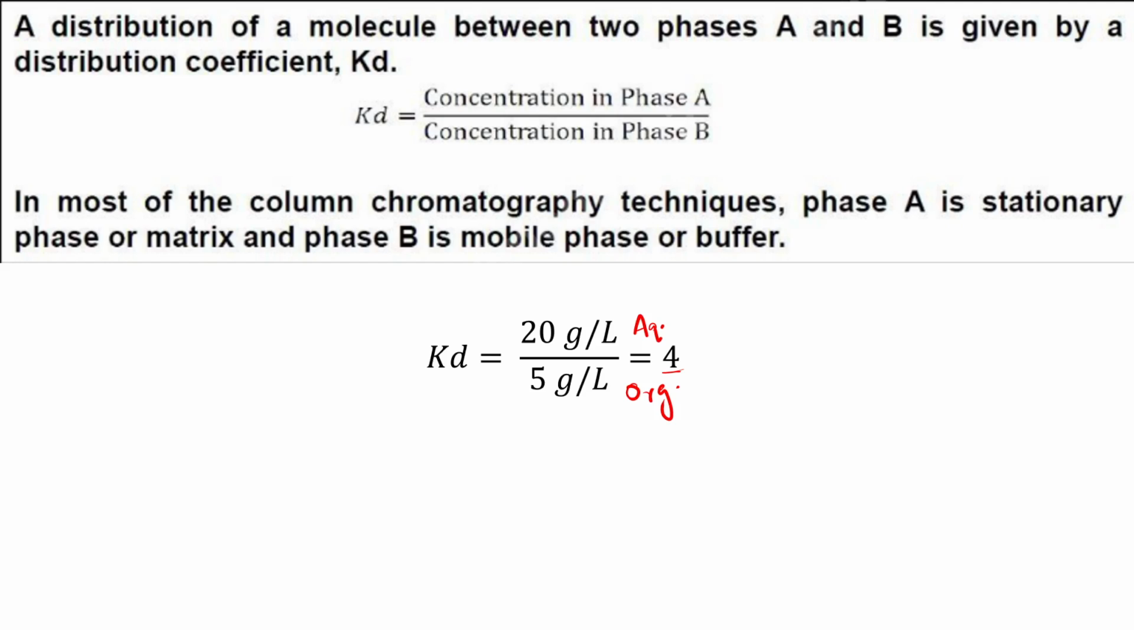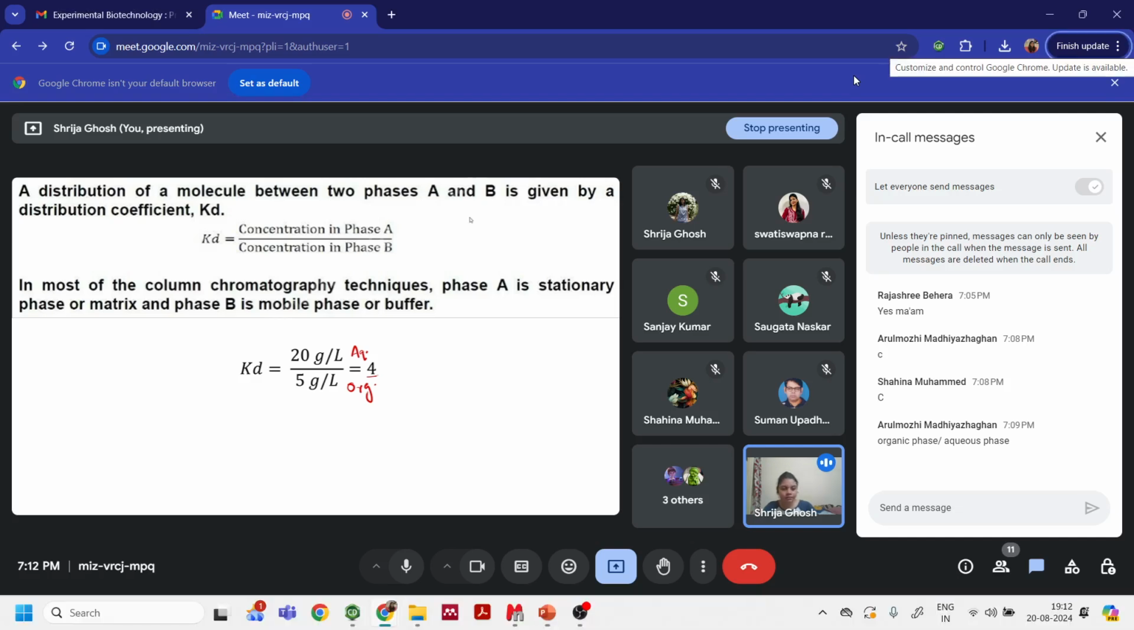Okay, so in this case we had butanol in the aqueous phase, right? So we will take aqueous as phase A and organic as phase B. If the question had specifically mentioned, for example, the distribution coefficient of butanol in the organic phase, then we would have to take the reverse of it.